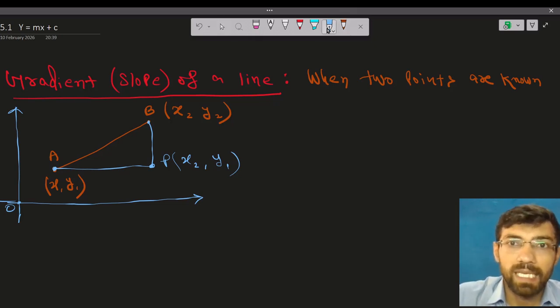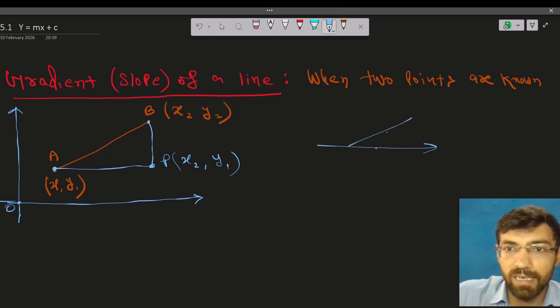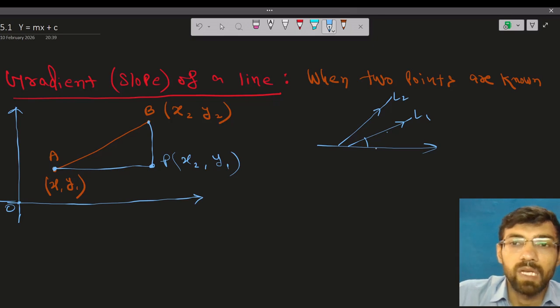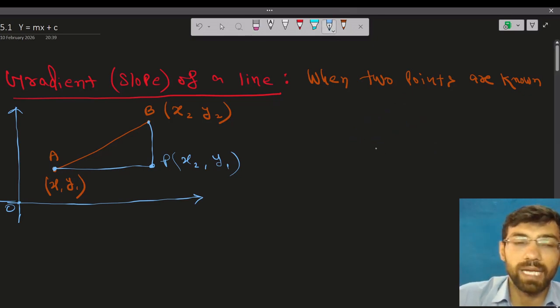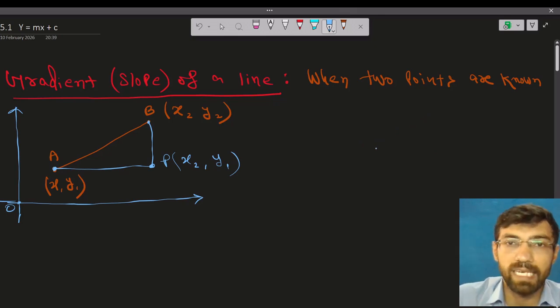Like this. Okay, if this is the line, and this is my x-axis, correct? Gradient gives us an idea about inclination. See, this is line 1, let us call this L1. So inclination is this much. This is L2. Can I say L2 is more inclined with the x-axis as compared to L1? So gradient means slope, and it gives us an idea about the inclination of your line with the positive x-axis, by the way. Okay, so let us understand how to calculate the gradient of any line.